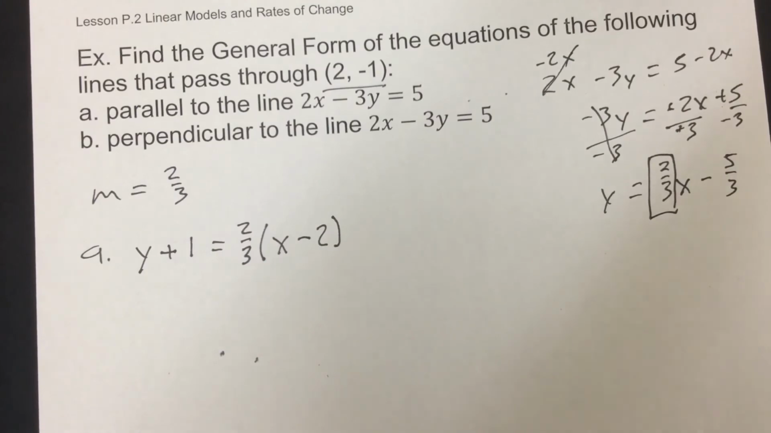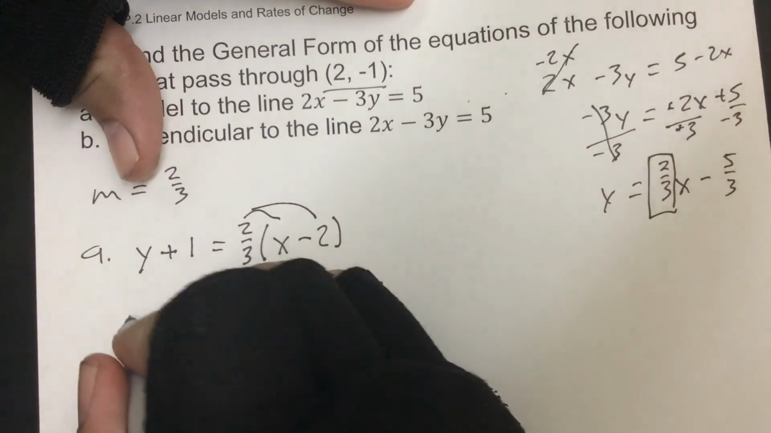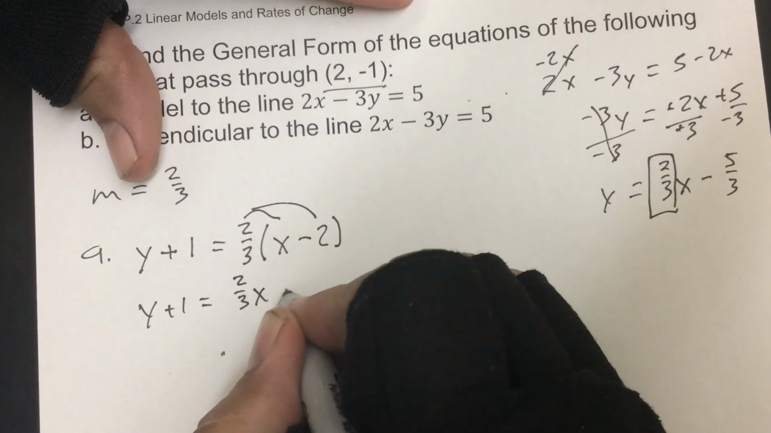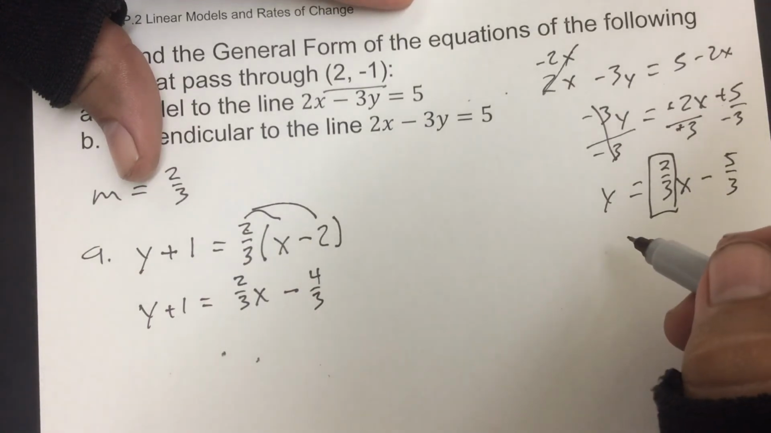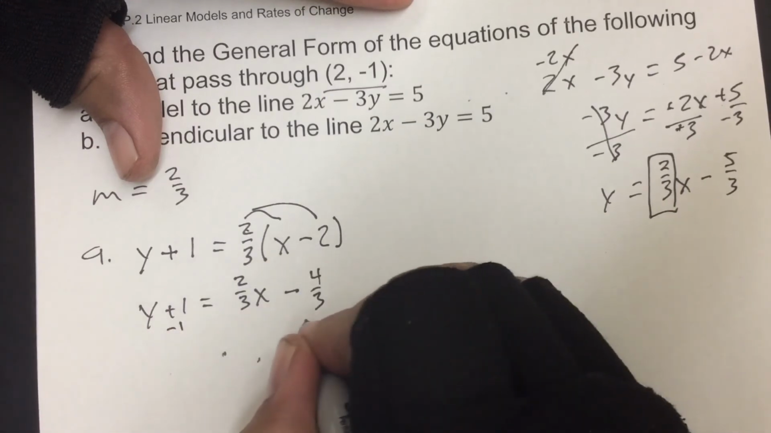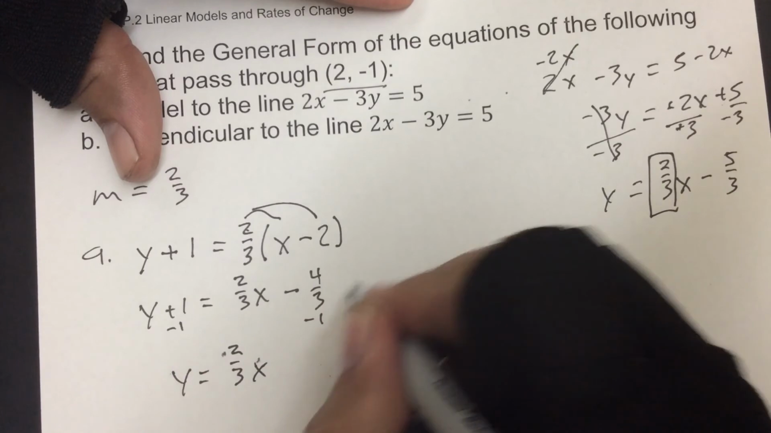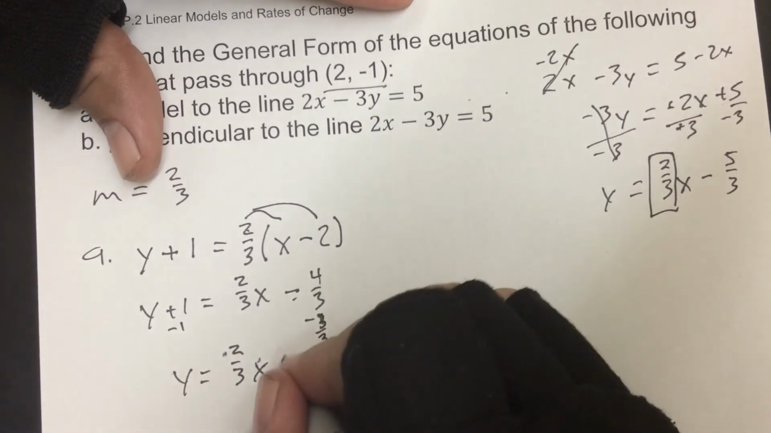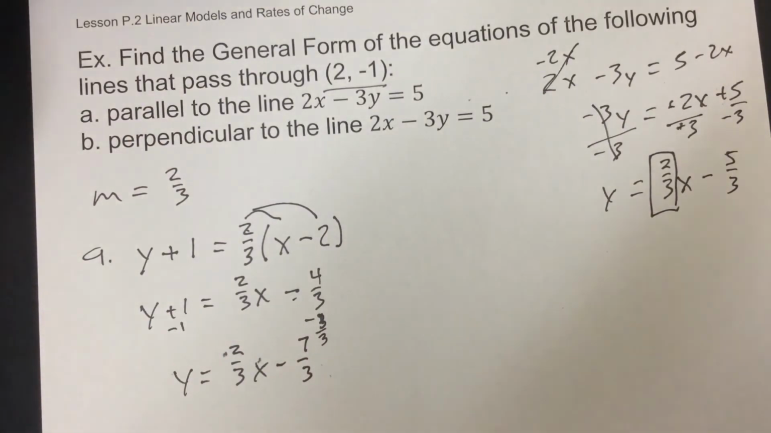Typically, we don't leave it like this. We're going to go ahead and solve for y. So if we distribute this in, we're going to get y plus 1 equals 2/3 x minus 2 times 2/3, which would make 4/3. And then if we subtract 1, y would equal 2/3 x. 1 is really 3/3. We're already negative, so this makes it a minus 7/3. And that's how we would end that one.